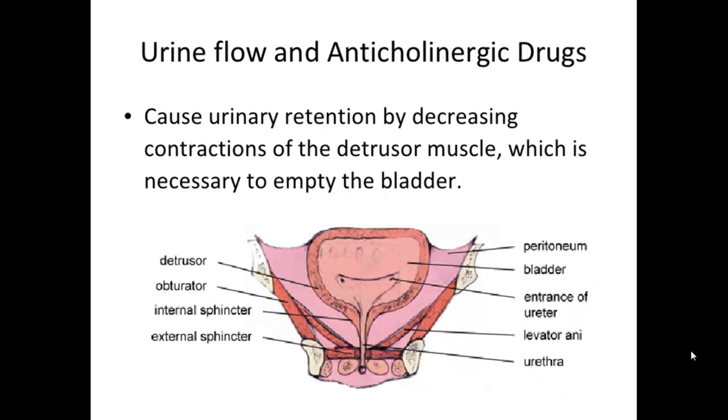Urine flow and anticholinergic drugs: anticholinergic drugs cause urinary retention by decreasing contractions of the detrusor muscle, which is necessary to empty the bladder.